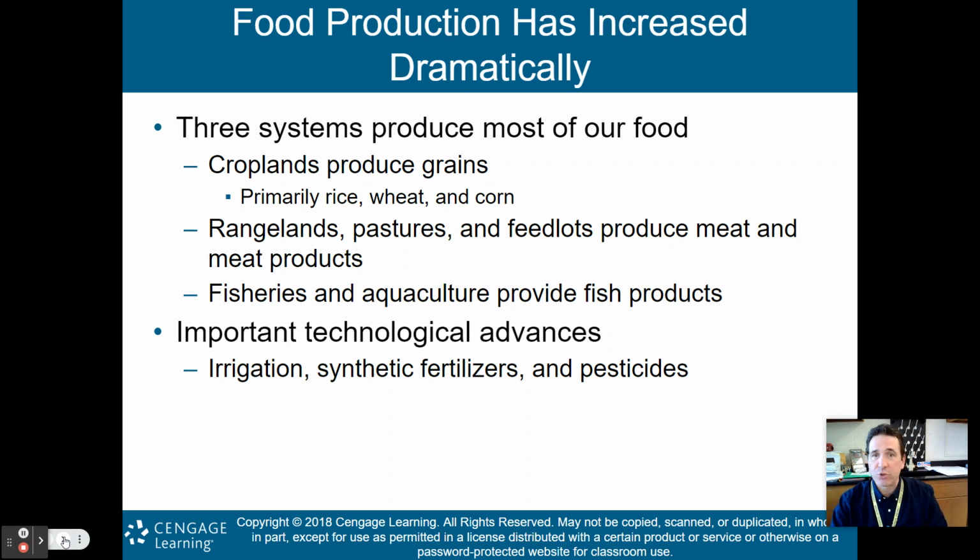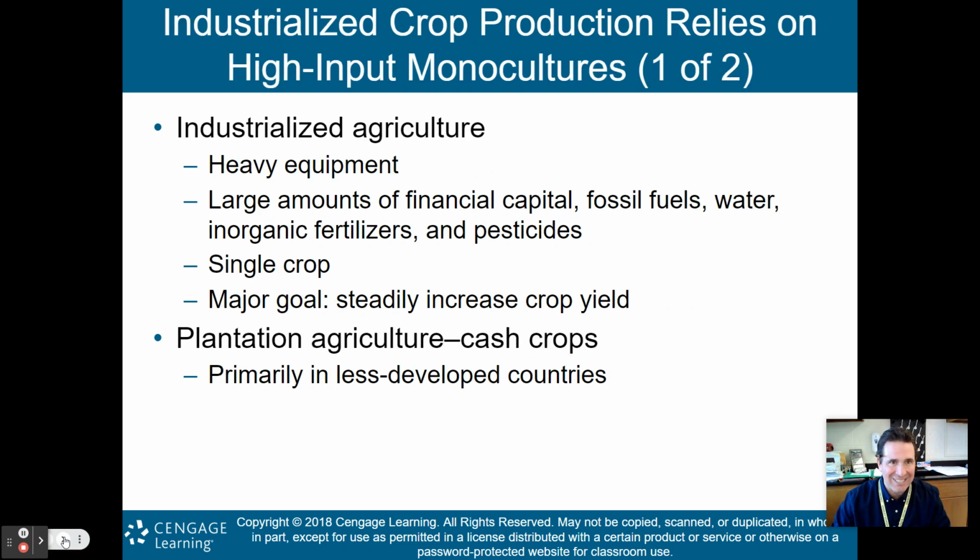Three systems produce most of our food. Number one, croplands produce our grains, right? That's your rice, your wheat, your corn. Rangelands, pastures, and feedlots produce our meat and meat products, while fisheries and aquaculture provide us with fish products. All right, so those are the three ways that most of us get our food: croplands, rangelands, pastures, feedlots, and these fisheries and this aquaculture. Important technological advances have allowed us to produce much more food in a shorter period of time. That includes irrigation, synthetic fertilizers, and pesticides.